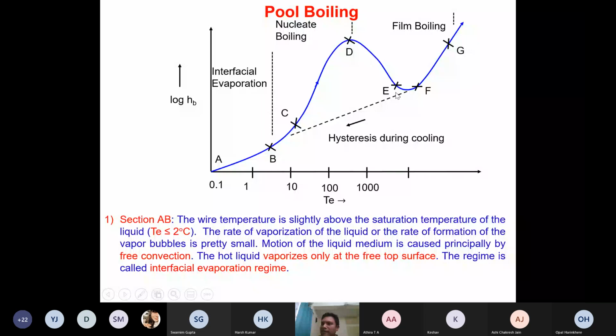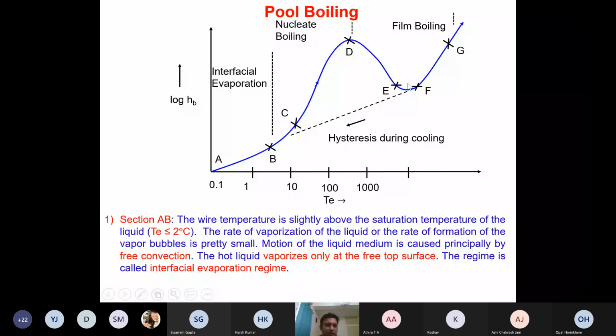But you can clearly see beyond these points, the rate of heat transfer still increases. You can clearly see the heat transfer coefficient h_B is increasing beyond this point, because from this point onward, the radiation heat transfer starts dominating, and because of that, the rate of heat transfer increases.